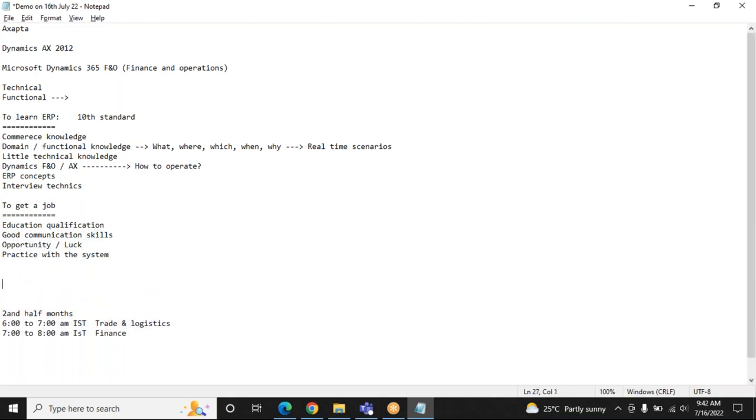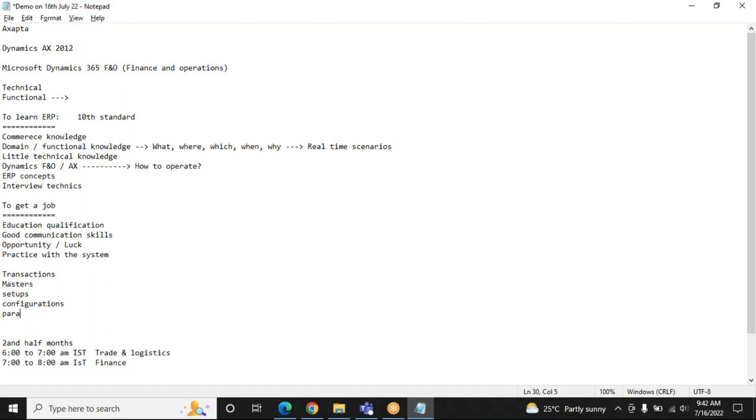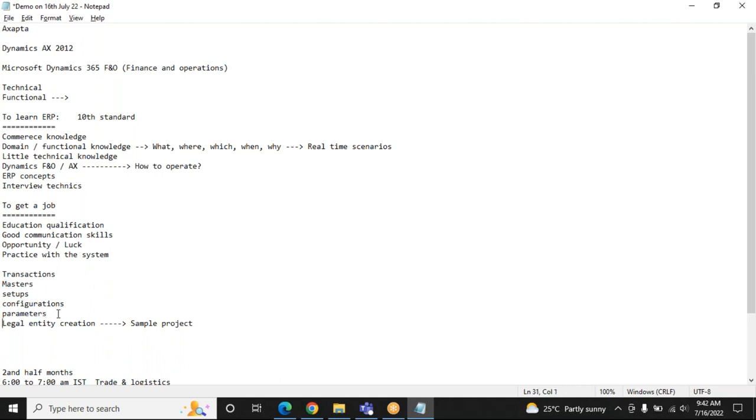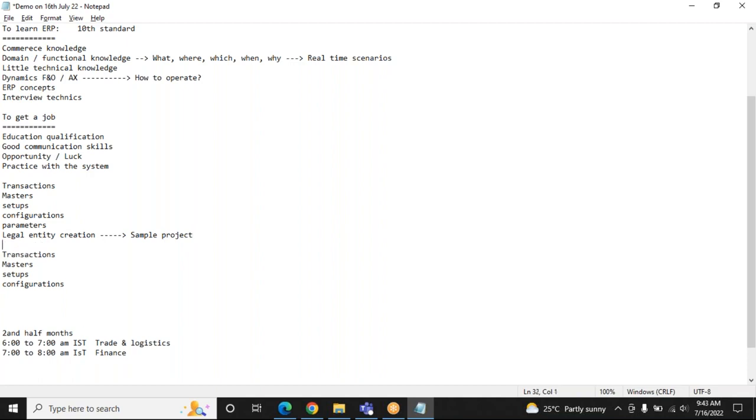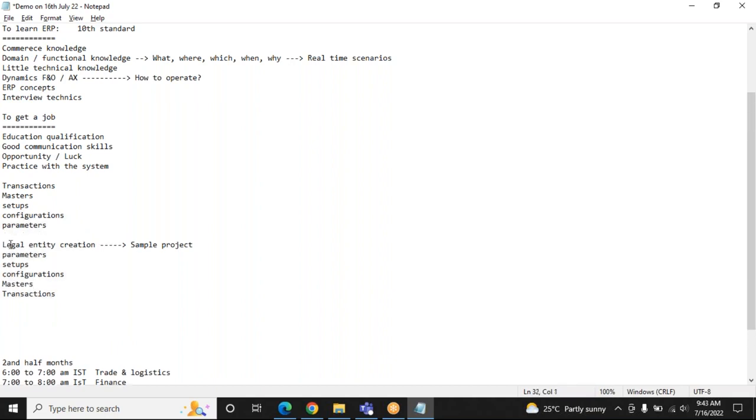Whenever you are learning, the way you need to learn, the first thing is transactions. Next, masters. Next, setups, configurations, parameters. Next, legal entity creation. This means sample project. Then you need to map all these things. This is the sample project.